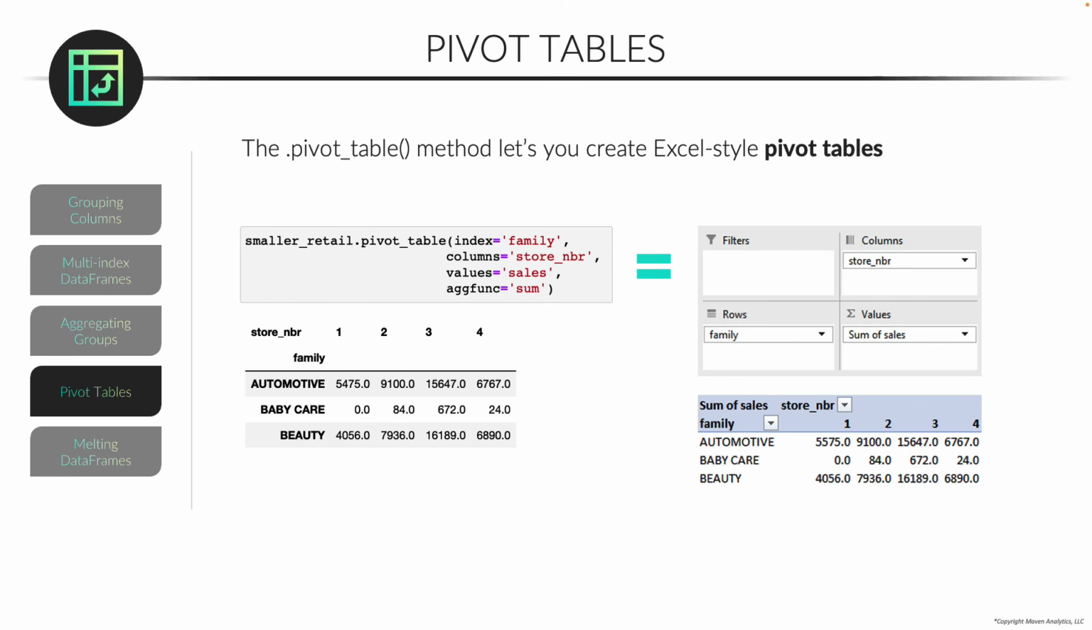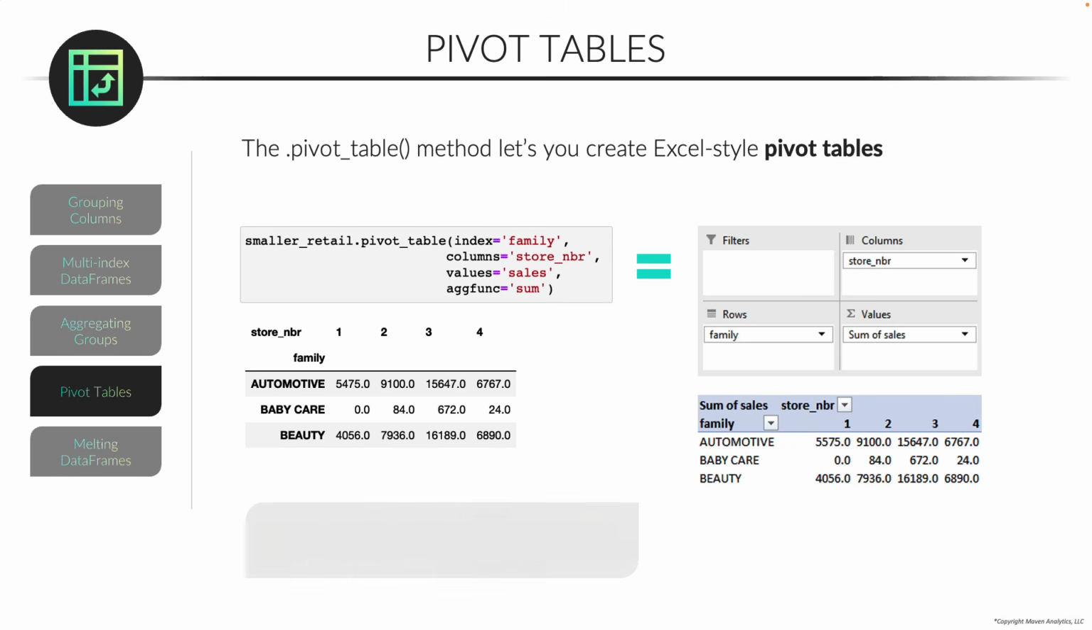In Excel, we would do something very similar. We have columns, which is the same argument in our pivot table method. We have rows, which is equivalent to our index in our pivot table method. And then our values in Excel is broken up into two parts in the pivot table method, our values and our agg func.